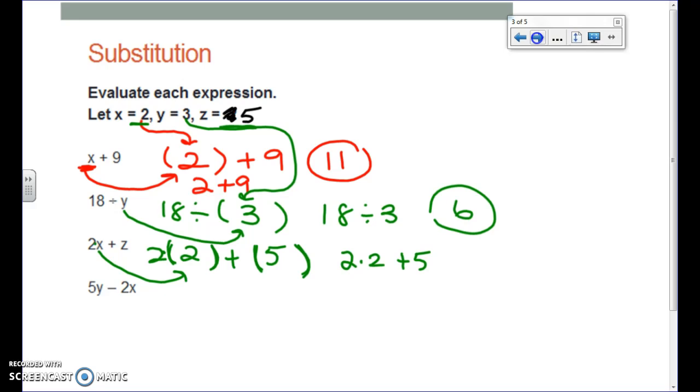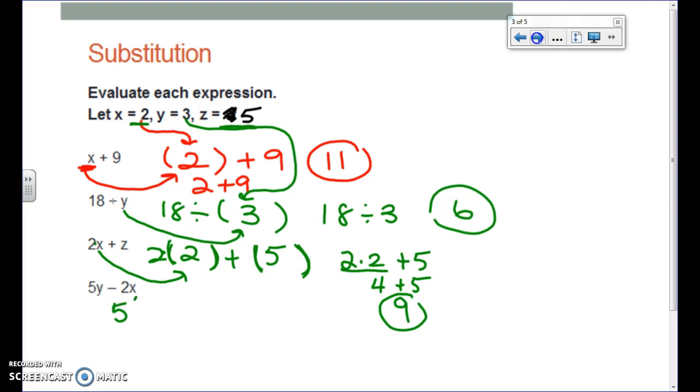So I'm looking for parentheses, exponents, then multiply and divide. So I know that 2 times 2 needs to happen first. So we have 4 plus 5, which would equal 9. Okay, order of operations. So when I evaluate this 2x plus z, it also represents the value of 9. And then finally, 5 times y minus 2x, or 2 times x.